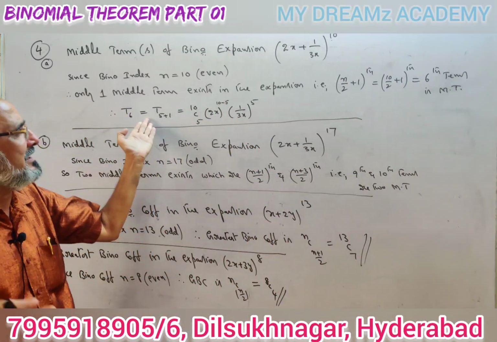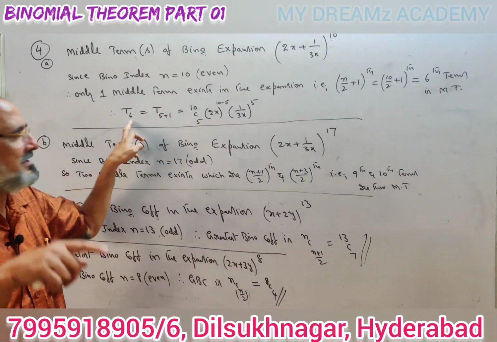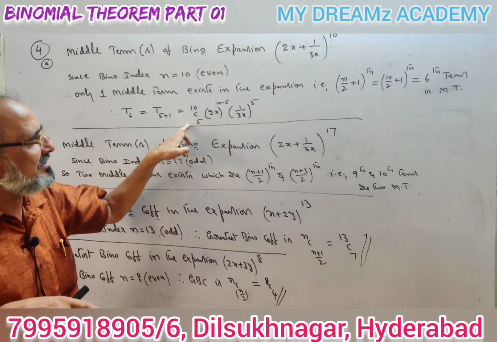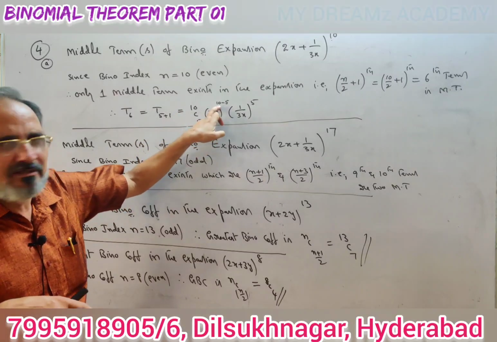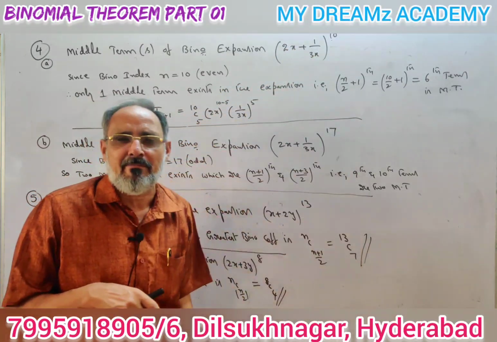If you want to write the middle term, you have to use the general term. T6 is our requirement. T(r+1) = nCr, first term to the power n minus r, second term to the power r. The first term is 2x, the second term in the binomial is 1/(3x).